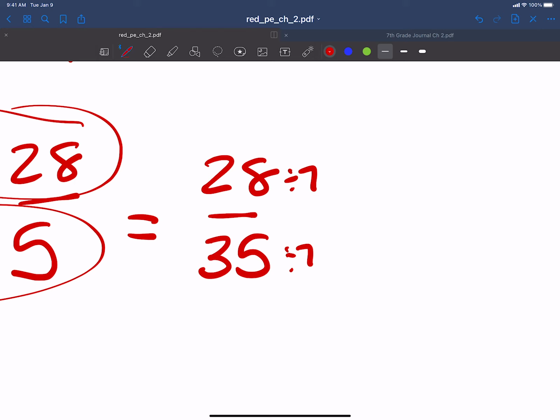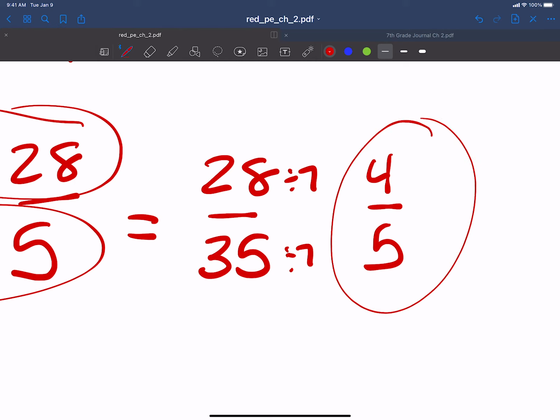What's 28 divided by 7? 4. Whoops, I just got my eraser. 4/5. 4 over 5. And it's positive because 2 negatives make a positive.